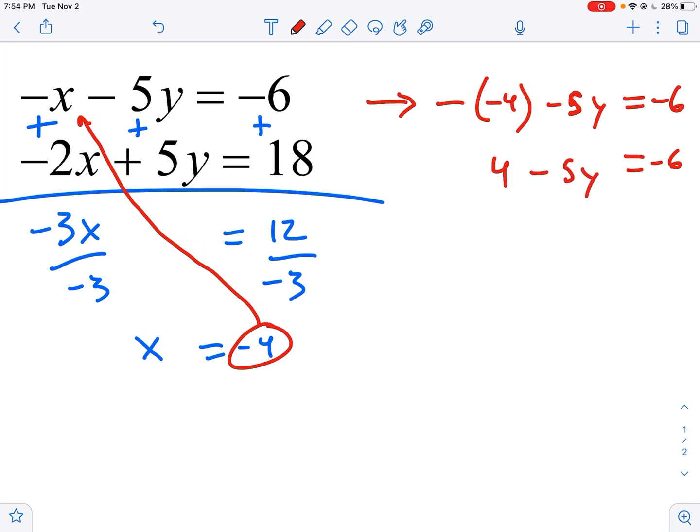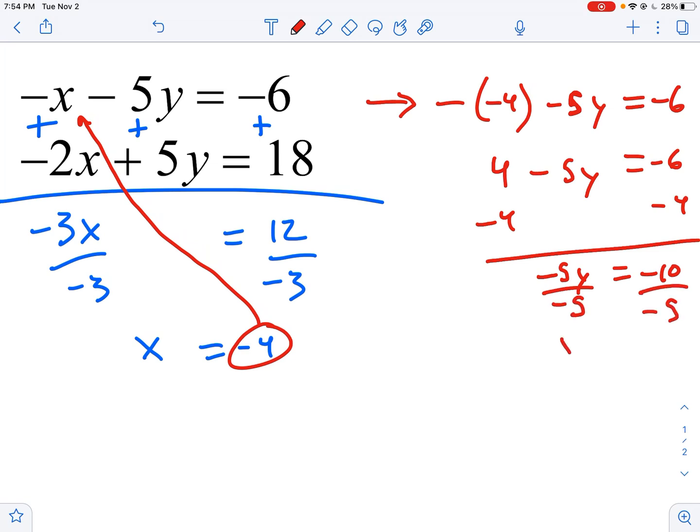We got this. We need to solve for y. Let's have you finish this up. Pause the video. Go ahead and finish solving for y and see if you can get to the end there. All right, hopefully you subtracted 4 on both sides to get negative 5y, and you get negative 10 on the right side. Now we're going to divide by negative 5, divide by negative 5, and we got y is 2.